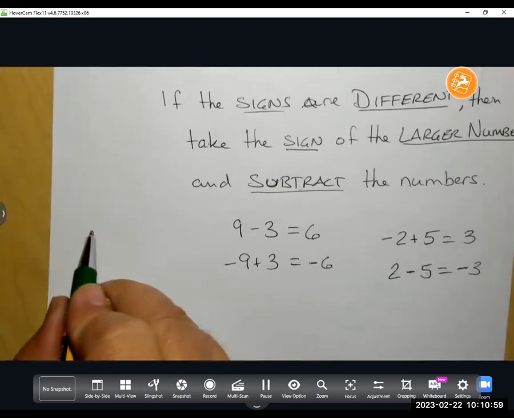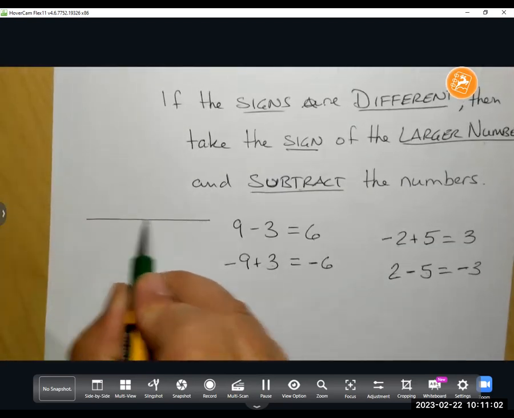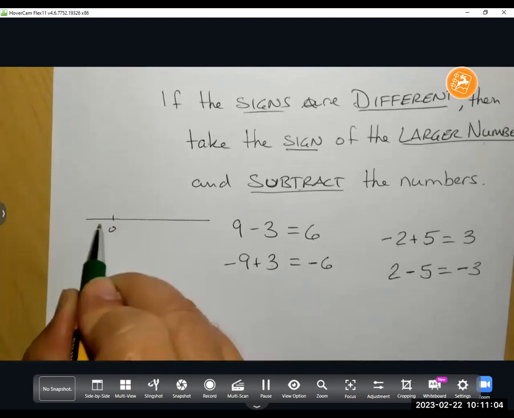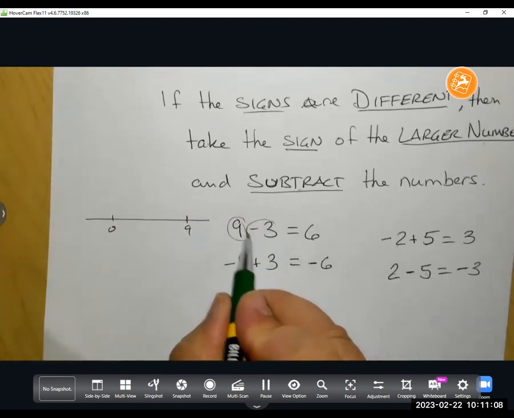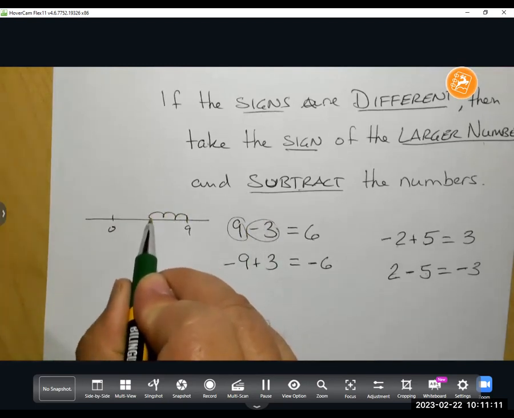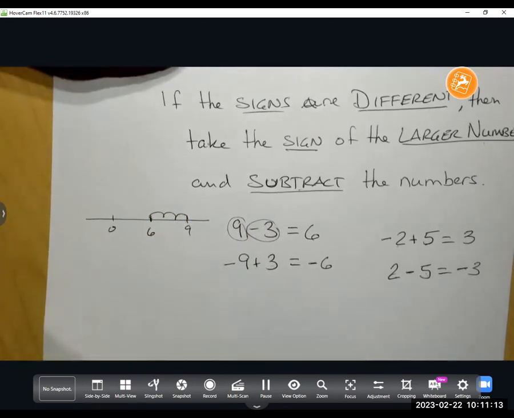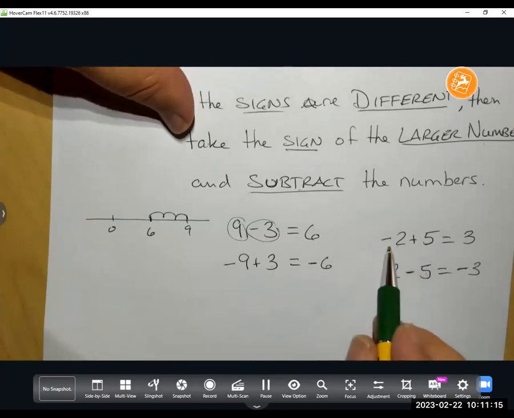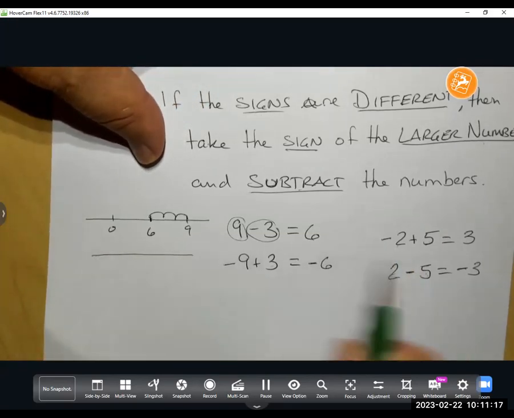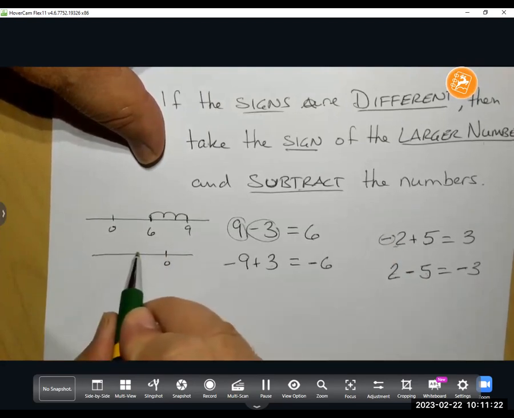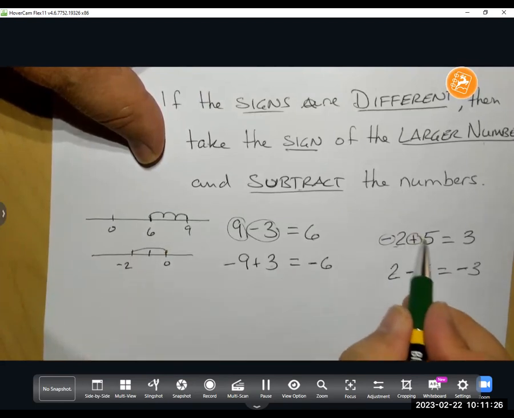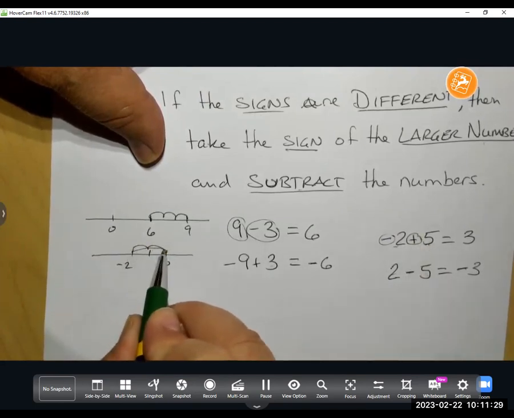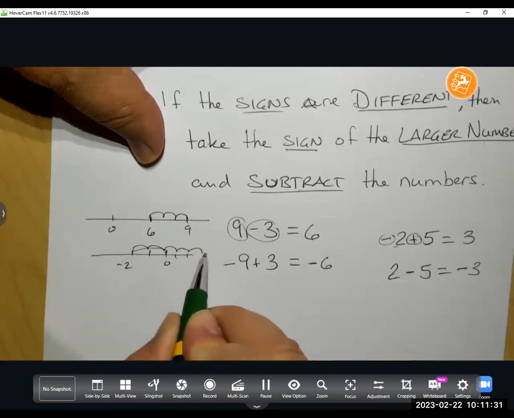If the signs are different, I start at 0. I go 9 to the right. And then I go back 3. 1, 2, 3. This one: I start at 0, I go to the left 2 spaces. Then I go to the right 5 spaces. 1, 2, 3, 4, 5.